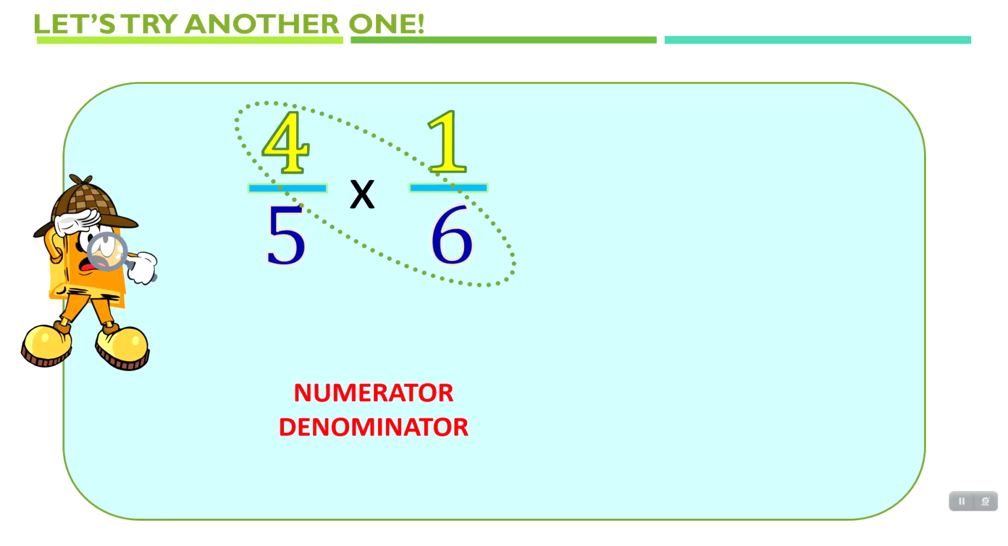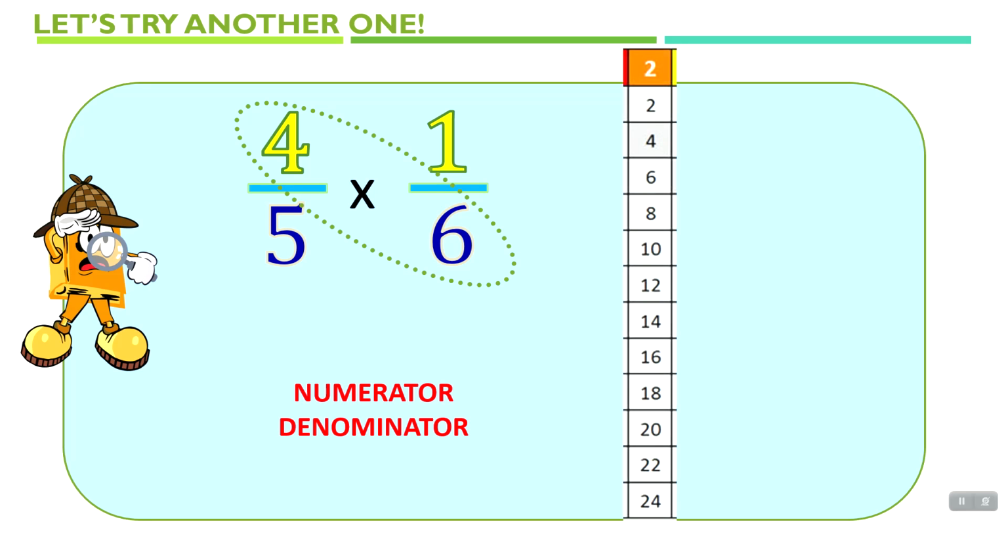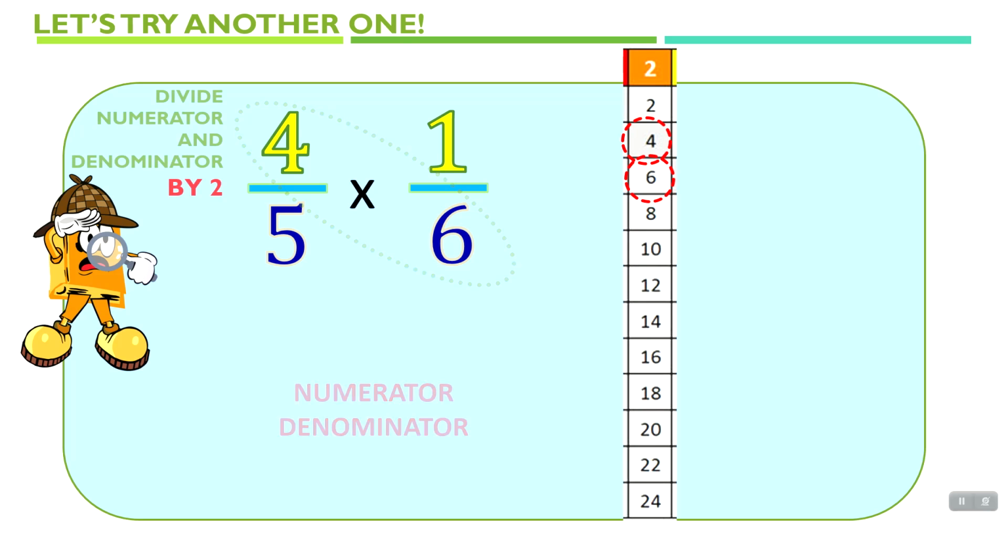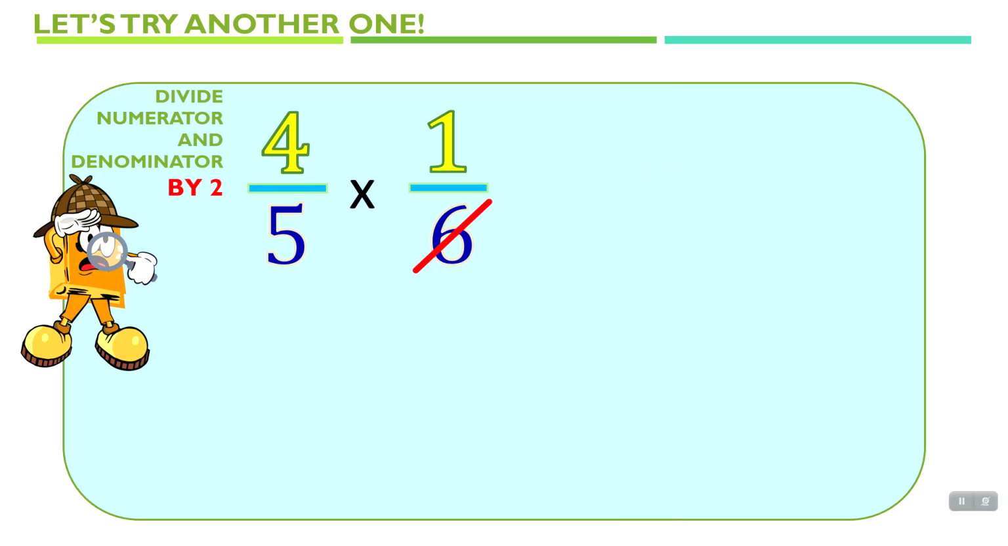I know that they are in the 2 times table, and so therefore we can divide by 2. Here's the 2 times table. There are 4 and 6. And so we divide numerator and denominator by 2. So 6 divided by 2 is 3. 4 divided by 2 is 2. And we are almost done.